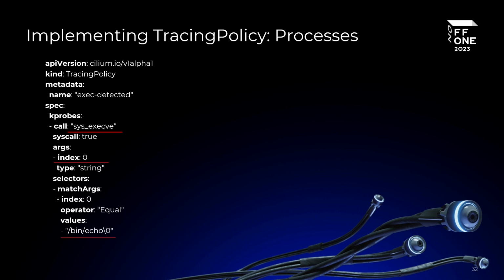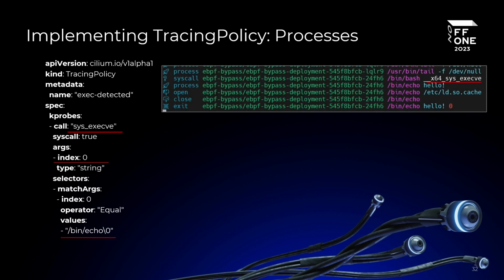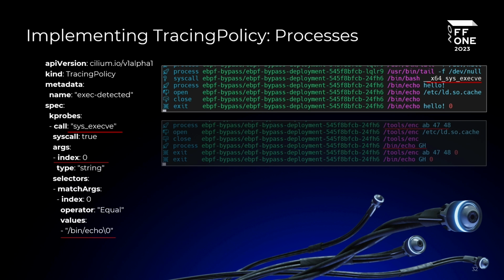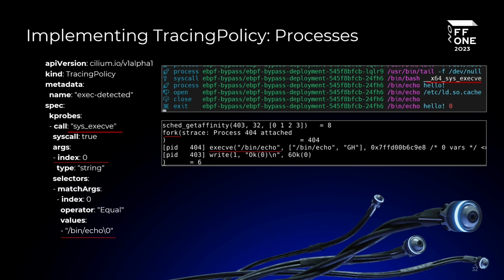We can trace it by using the execve syscall, and compare it with the value we are interested in. Then we try to run it through bash, and Tetragon registers our syscall. Then I try to do the same with my self-developed tool, which executes the bin echo, and Tetragon does not register the event in that case.